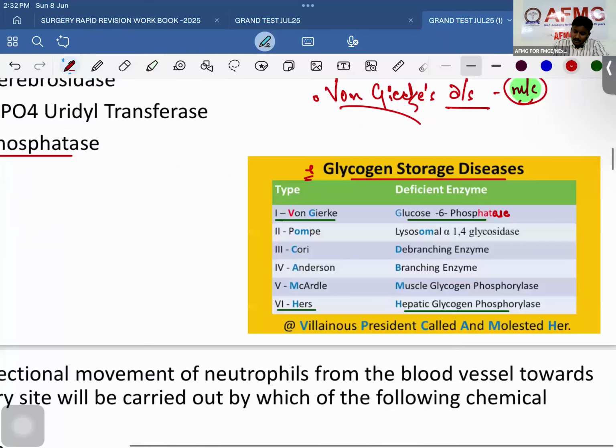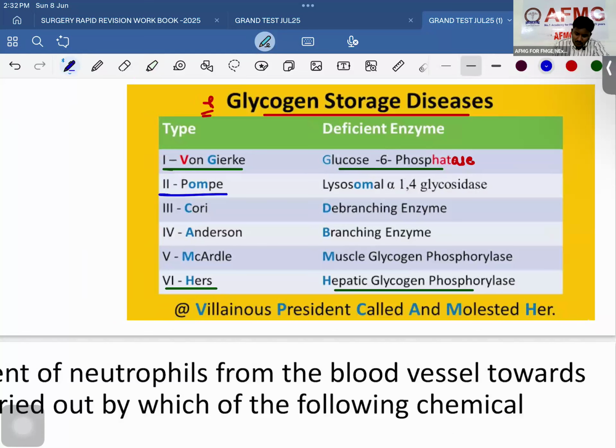That is important. Now, if I talk about type 2 glycogen storage disease, it is known as Pompe's disease, and it is due to an enzyme called lysosomal alpha 1,4 glucosidase deficiency, beta, also called acid maltase, beta.